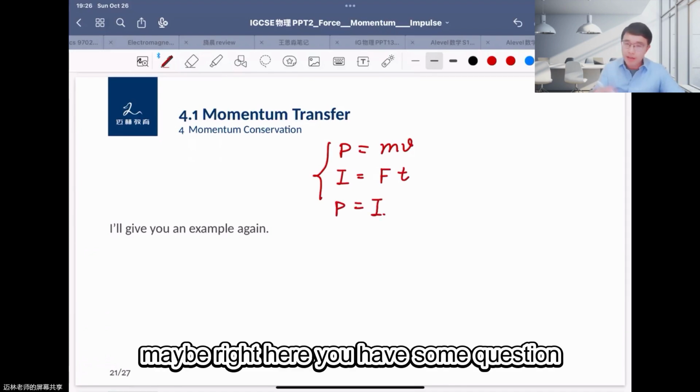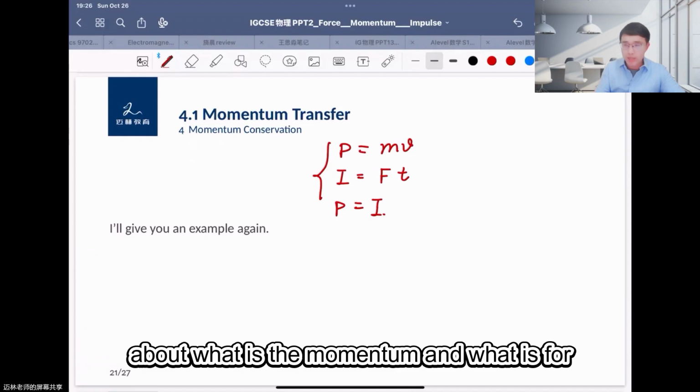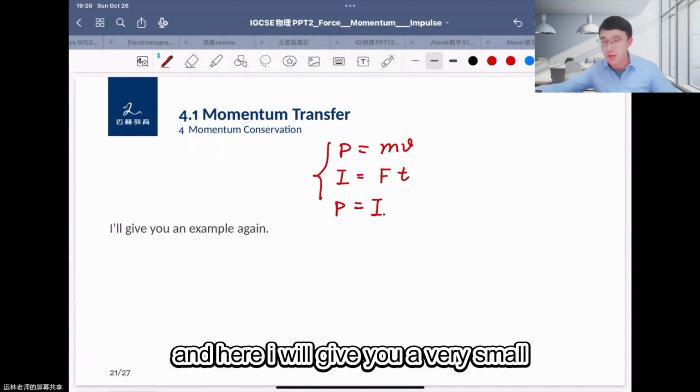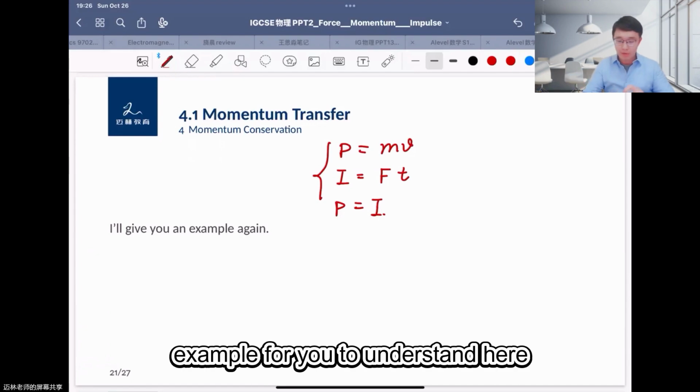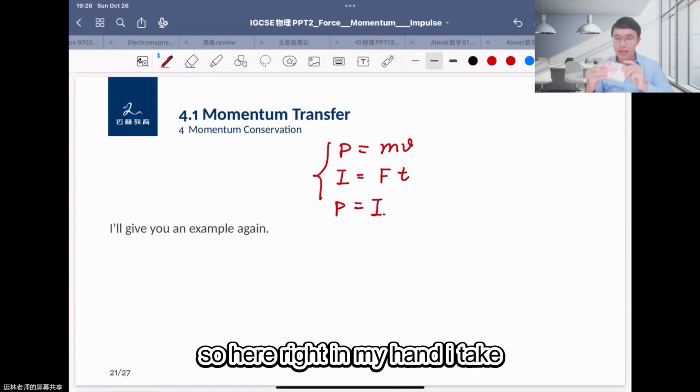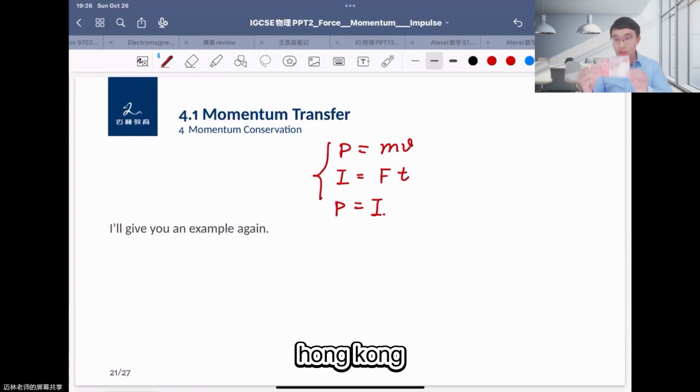Okay, maybe right here you have some questions about what is momentum and what is impulse, okay? And here I will give you a very small example for you to understand. So here, right in my hand, I take a Hong Kong dollar.